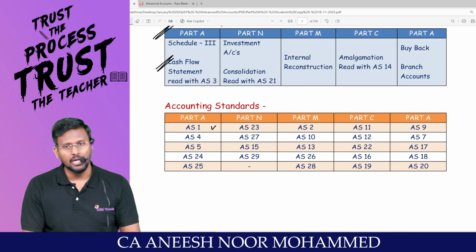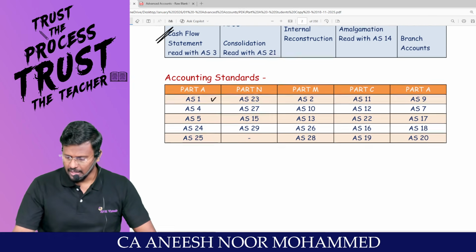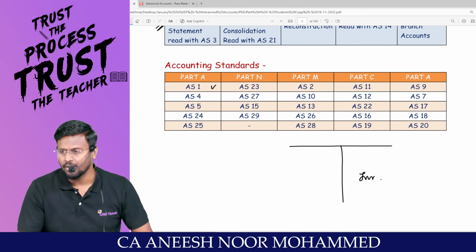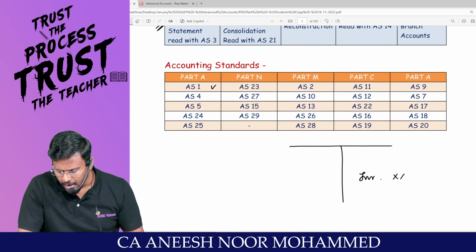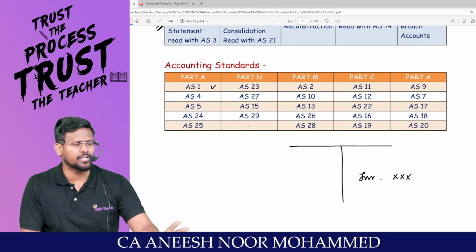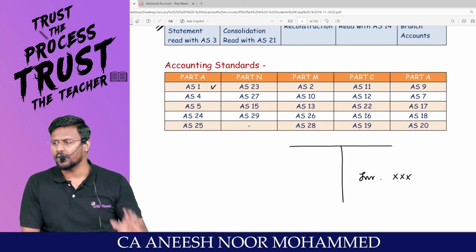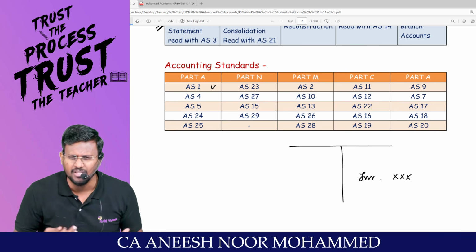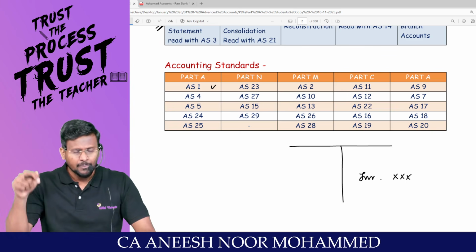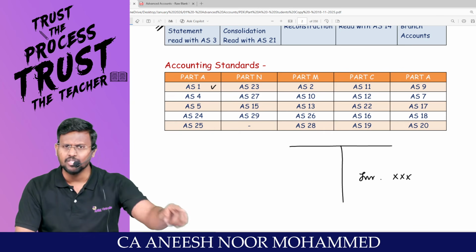Disclosure of accounting policies. Because when you prepare the financial statements, sir, in the P&L account or in the balance sheet, I will be writing inventory. This inventory can be valued at either FIFO or at the weighted average method. My company has a policy to value the inventory at FIFO. It's my wish, it's my policy. But how will the users of the financial statements come to know that this value of inventory has been derived by following the FIFO method or the weighted average method?